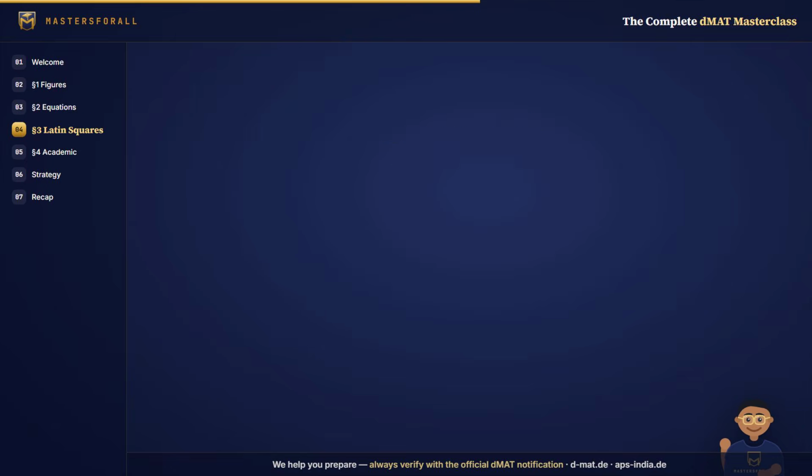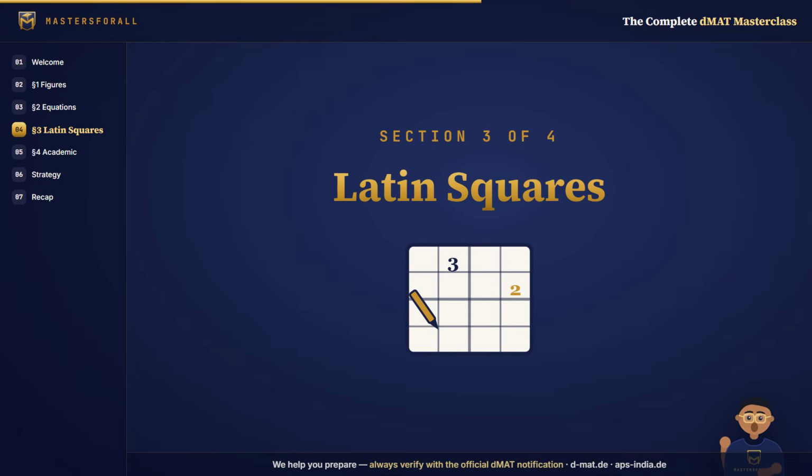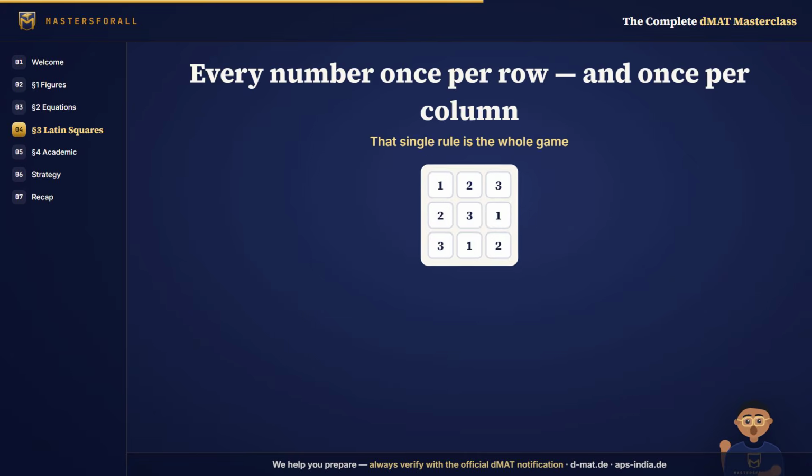Equations done. Section 3. Latin squares. If you've ever played Sudoku, you're already halfway there. The rule of the grid: every number appears exactly once in each row and once in each column.